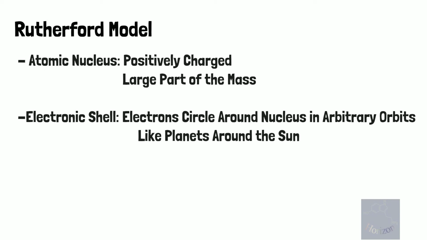Let's start with the Rutherford model. The basics of this model we already discussed in another video, which is linked in the description box below. Here again a short summary. The Rutherford model introduces the concept of an atomic nucleus and an electronic shell. In the nucleus is the entire positive charge and it makes up for most of the atom's mass. In the electronic shell, negatively charged, very light electrons circle the nucleus on arbitrary orbits like planets orbit around the Sun. This shell makes up for most of the atom's volume.